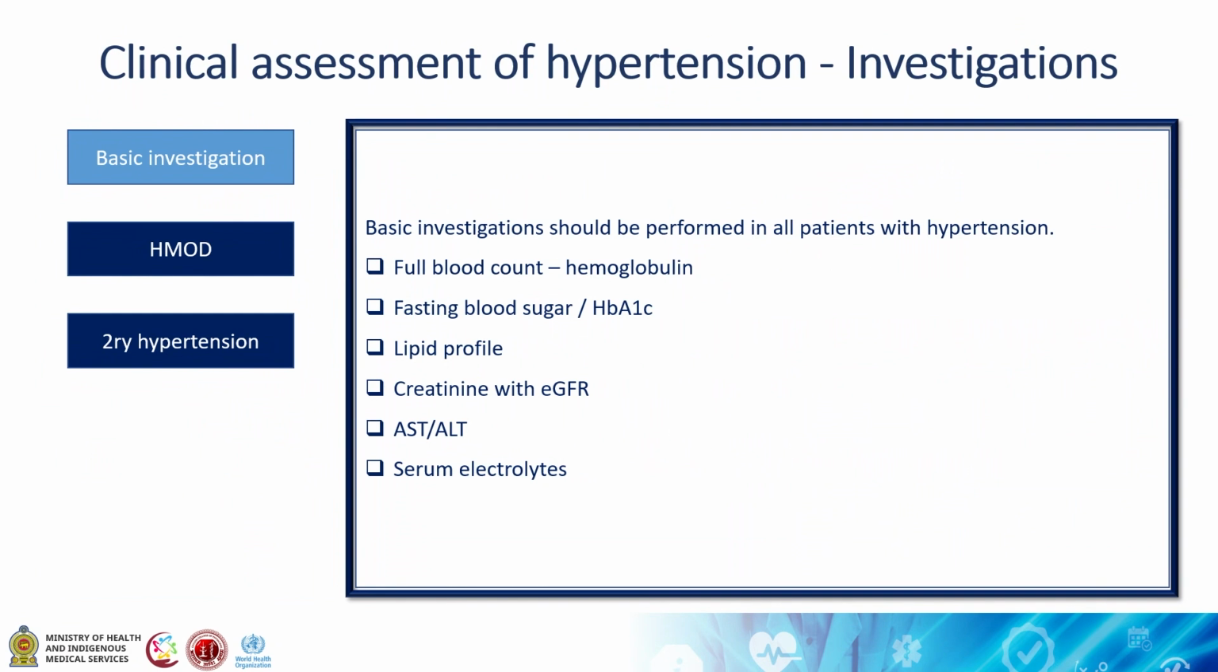Clinical assessment of hypertension. Investigations. Basic investigations. Basic investigations should be performed in all patients with hypertension. Full blood count, particularly hemoglobin, fasting blood sugar or HbA1c, lipid profile, creatinine with estimated glomerular filtration rate, AST, ALT, and serum electrolytes.